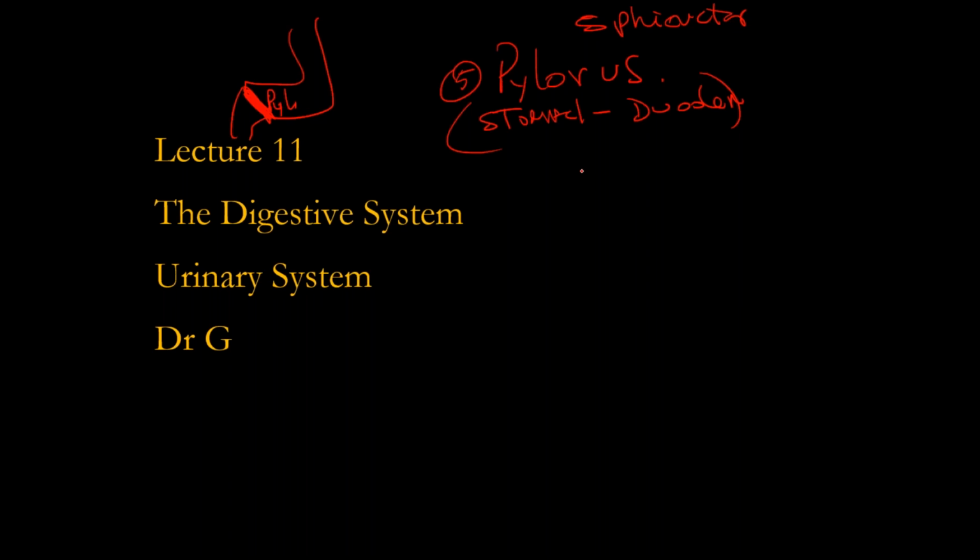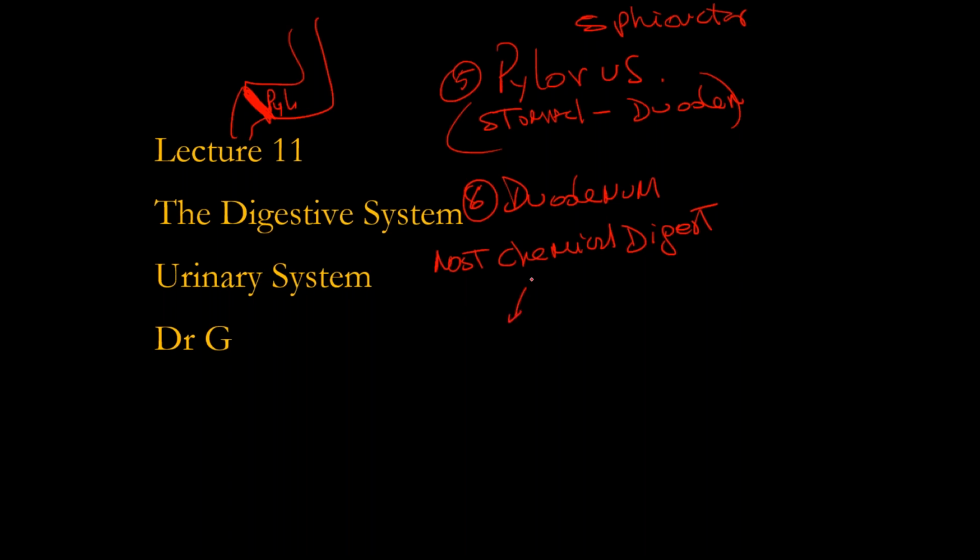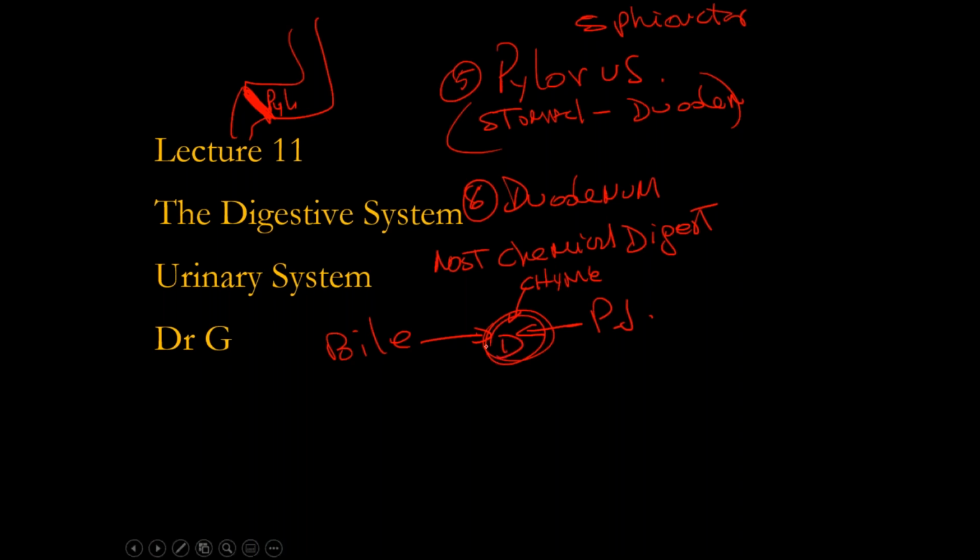All right, so just remember most of the chemical digestion is going to happen in the duodenum. Here is where the chyme is going to come, the bile is going to come, and the pancreatic juice is going to come, and that is the duodenum.